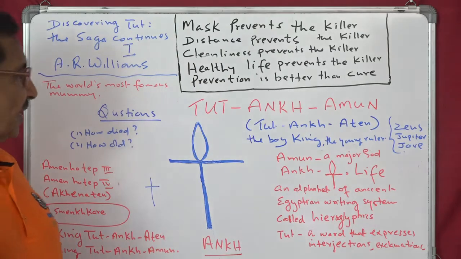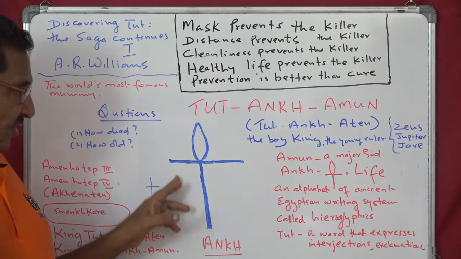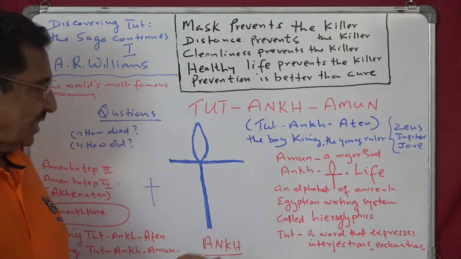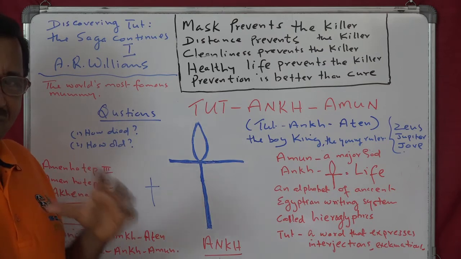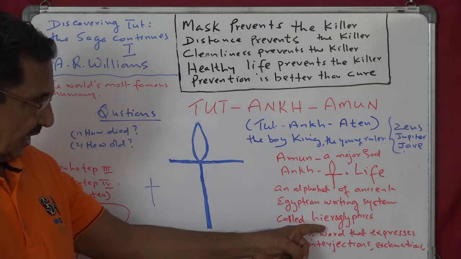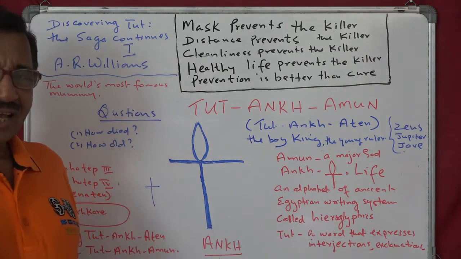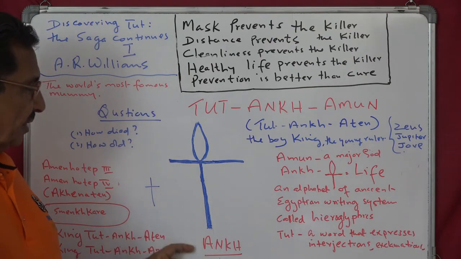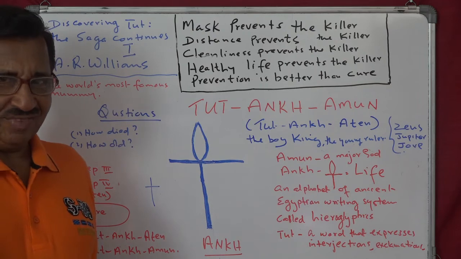Okay, so what do you find? You see this, it's like a cross. I have drawn a cross here. It looks like a cross, but the upper part has an oval shape. You know what this is? This is an alphabet used by ancient Egyptians. They had a system of writing called hieroglyphs. Hieroglyphs. Alphabet. And this one of the alphabet is pronounced ankh. Ankh means life.